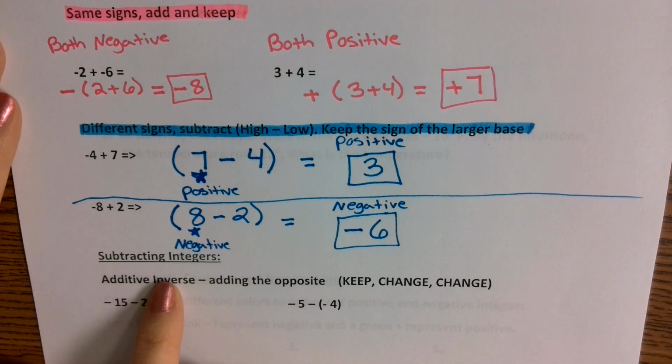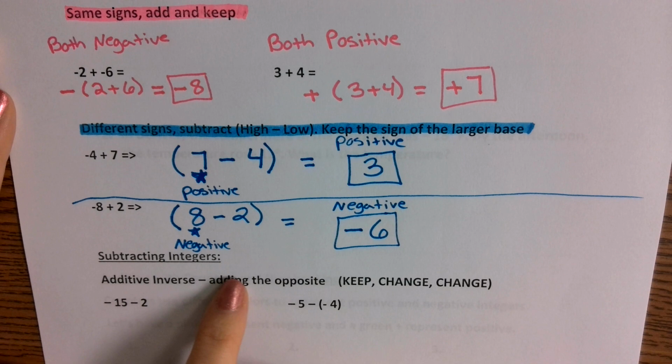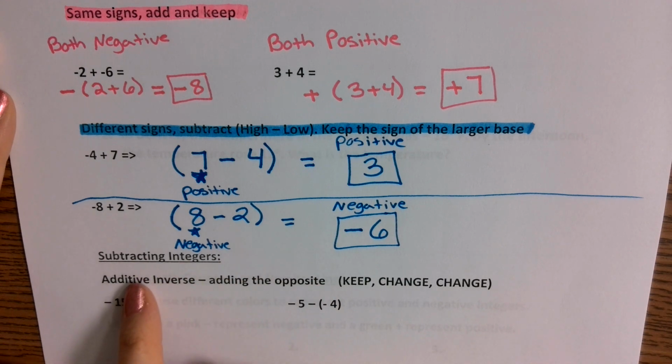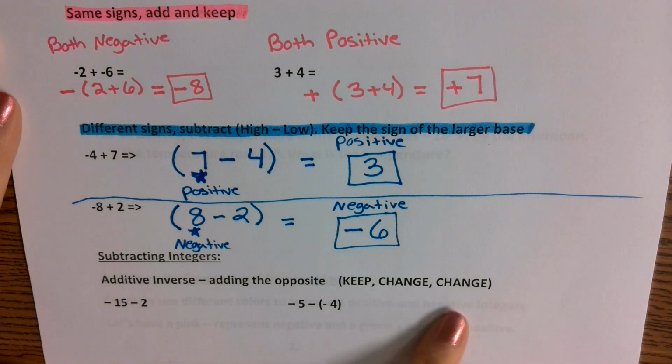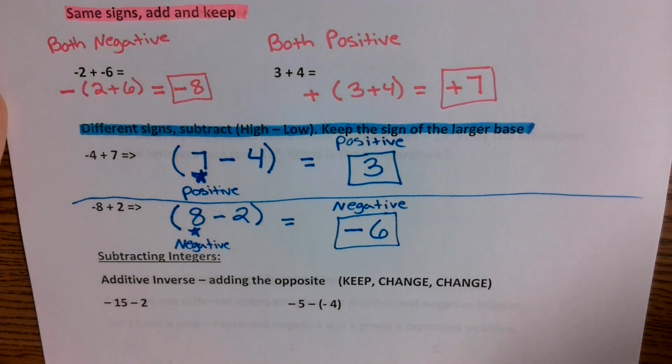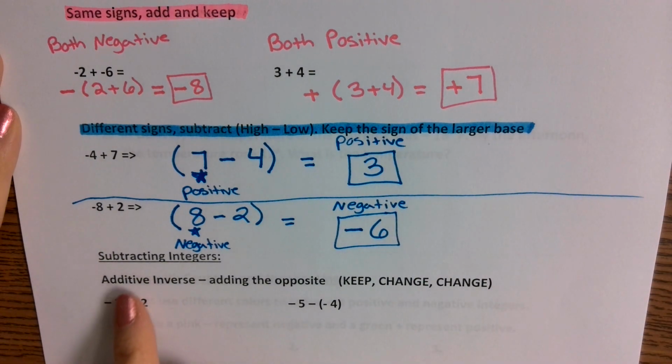And then what does inverse mean? What's another word for inverse? Opposite. You're going to add the opposite. Additive inverse is adding your opposite. You might have learned it last year as keep, change, change. But you need to know that it's called additive inverse. You are adding the opposite value.